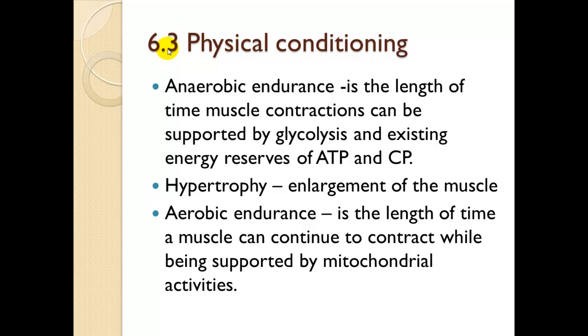Another term on here is hypertrophy, which pretty much means enlargement of the muscle. So if you work a muscle, you're going to get hypertrophy of that muscle. An example of this is if we do curls, our biceps are going to get bigger. Aerobic endurance is the length of time a muscle can continue to contract while being supported by mitochondrial activities, and this is with oxygen, since we are talking about mitochondrial activities.